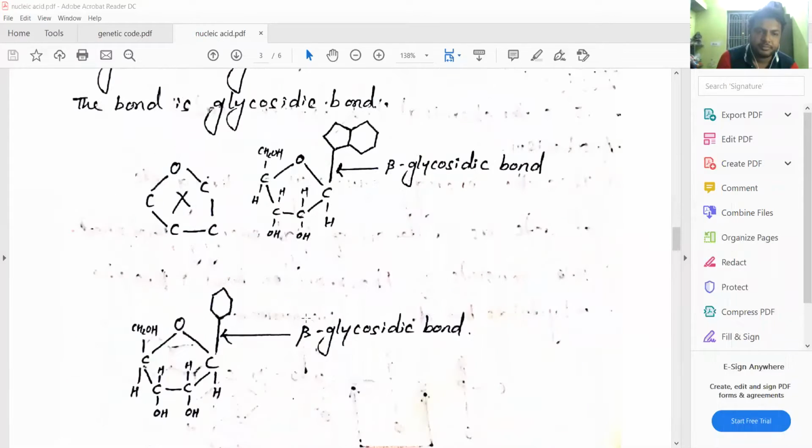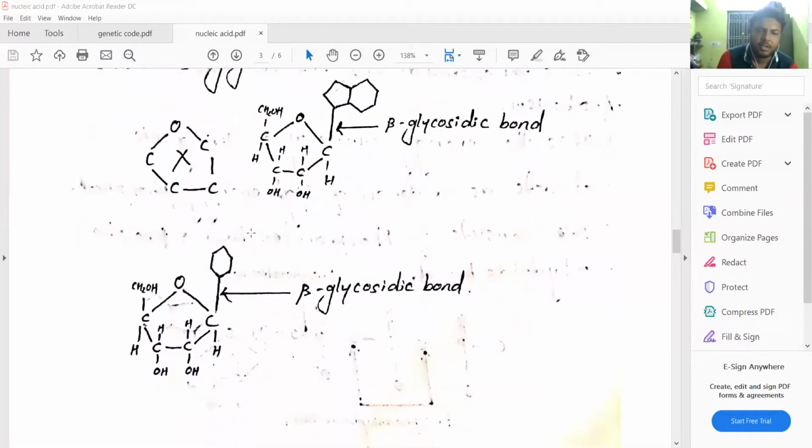Okay. So now here also one molecule is a nitrogenous base. This is one type of nitrogenous base. This is another type of nitrogenous base. So the glycosidic bond is the bond present between the N base in both cases and the sugar molecule, which is the beta glycosidic linkage.